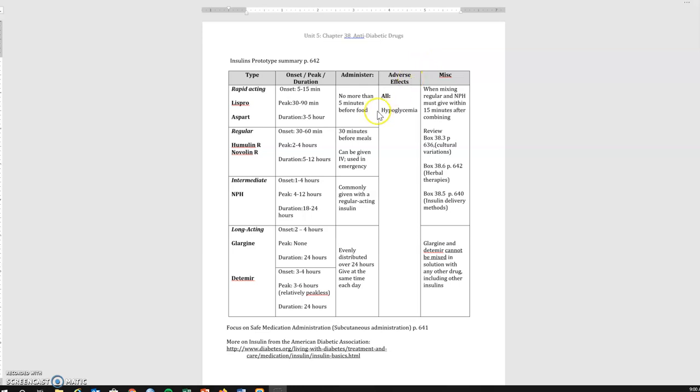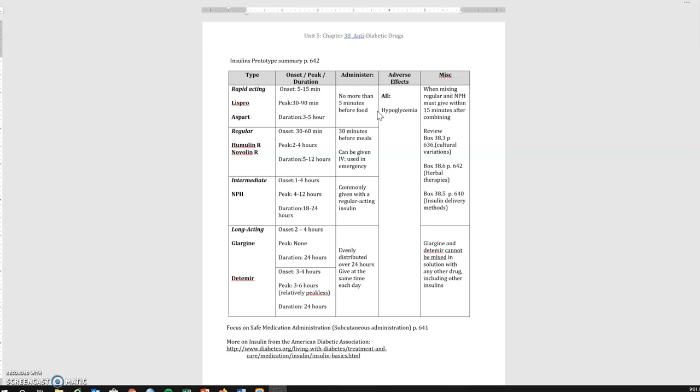Let's talk about the insulins. They come in 4 categories based upon their onset, peak, and duration. So you definitely need to understand the differences in the onset of these drugs so that you understand when they are used. The different drugs are listed, for example, under rapid-acting Lispro and Aspart, and under regular Humulin R and Novolin R, based upon the company that makes them. So they have a different drug name based on the company, but they act the same way.